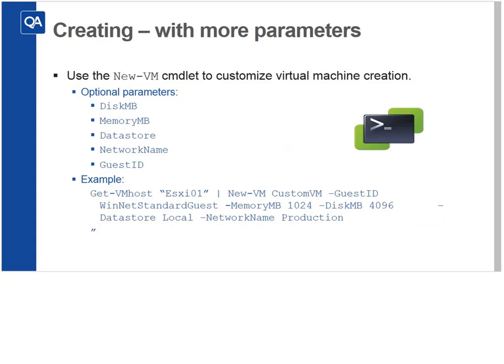WinNetStandard guest is 2003. If you look in the help, it's online, it's great. It'll tell you what the various special keywords for the new guest ID is. With a bit of luck, you won't be quoting 2003, it'll be 2009, but I just wanted a nice small VM, my example. Okay. You have to say, don't have to, but you should say which datastore it's on, what network it's on, and so on. Okay, nice and easy thing.